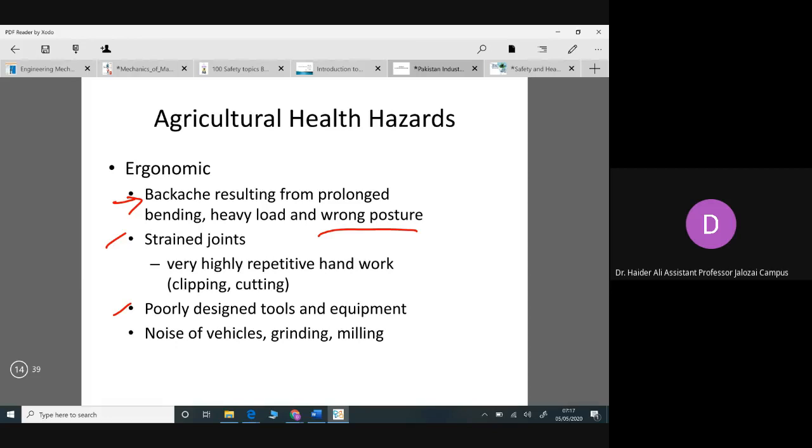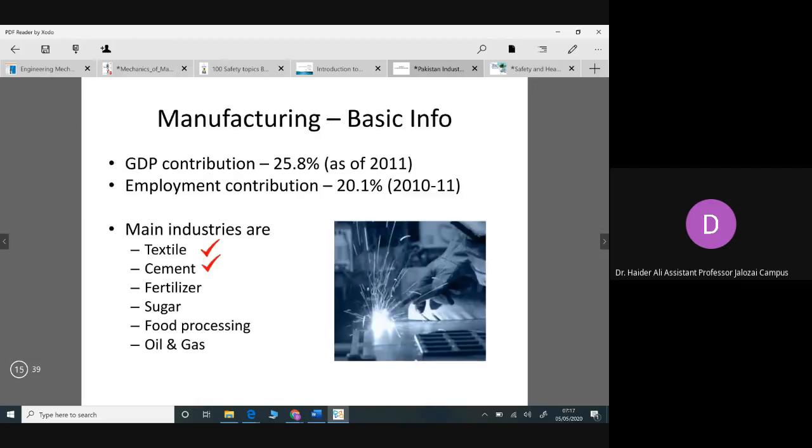If the tools are not properly designed, the wrong tools will multiply your effort manifold, and the output will be much lower than required. There can be noise of vehicles, grinding, milling. So all these kinds of hazards are associated with agriculture.